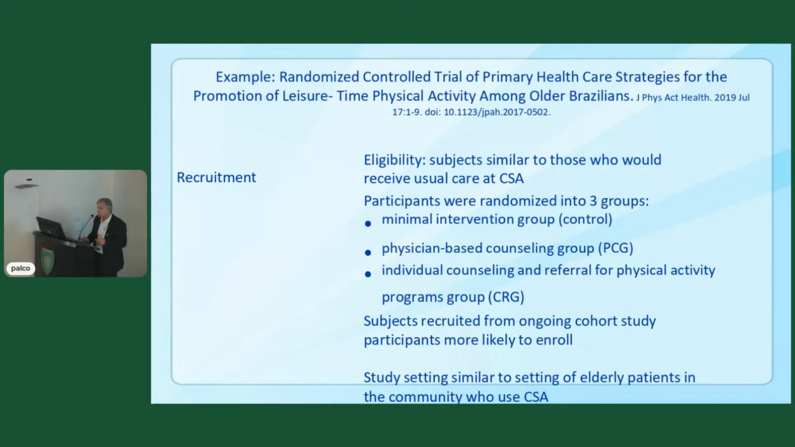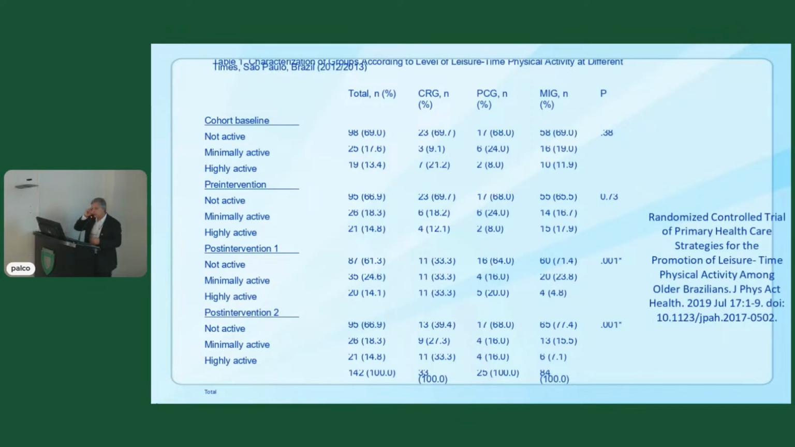Okay, so this is what we end up with. Here you have a major finding already, just in a simple table like that. You have the two interventions, CRG, PCG, okay, and you have the MIG, okay, and then you have cohort baseline. That's a baseline. At baseline, they're kind of similar. You can see 69.7 not active for CRG, 68% for PCG, and 69% for MIG.